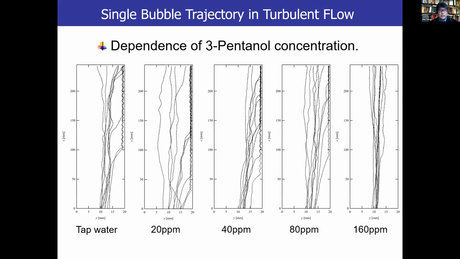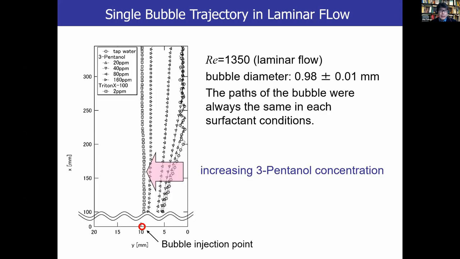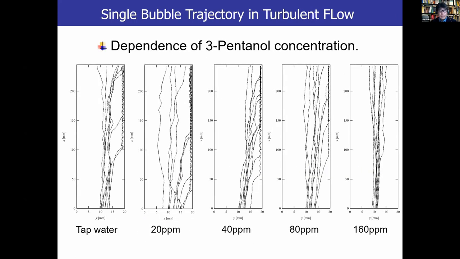This is for the laminar flow. So it's repeatable. For turbulent flow, it's the same. What is different is that because of the fluctuation, the trajectory is more of a random process, but you can clearly see that if the bubbles are once captured on the wall, they cannot escape from the wall.